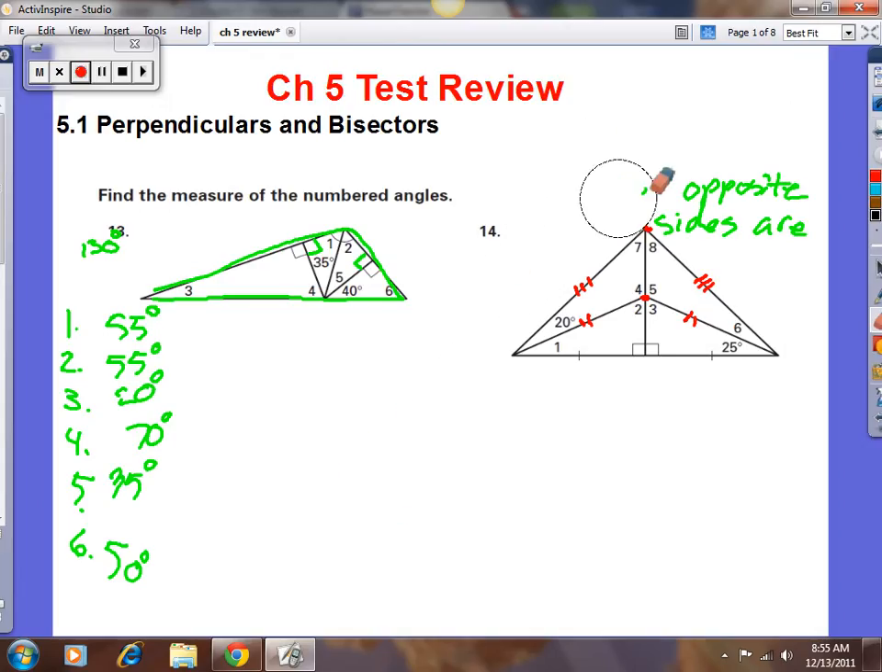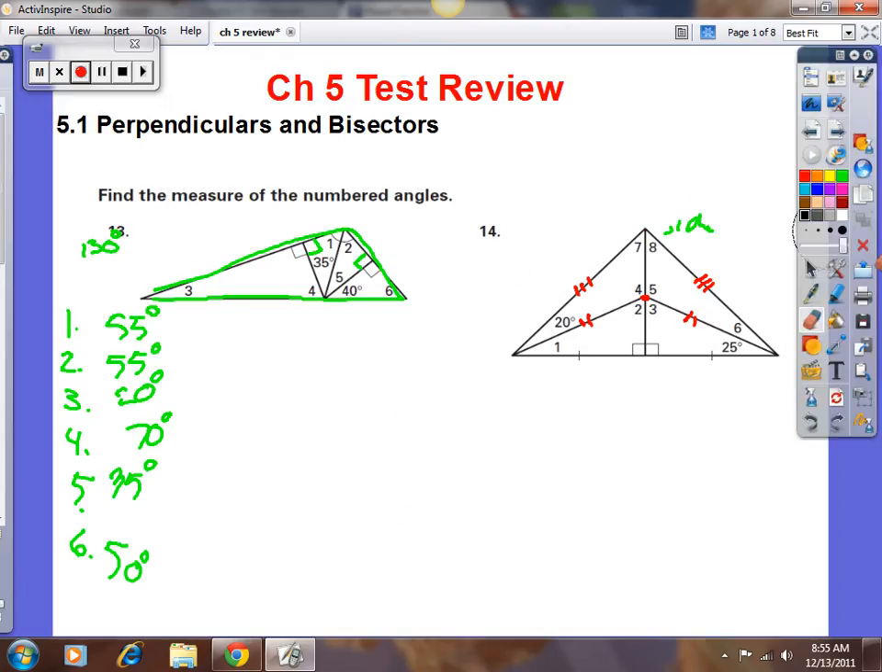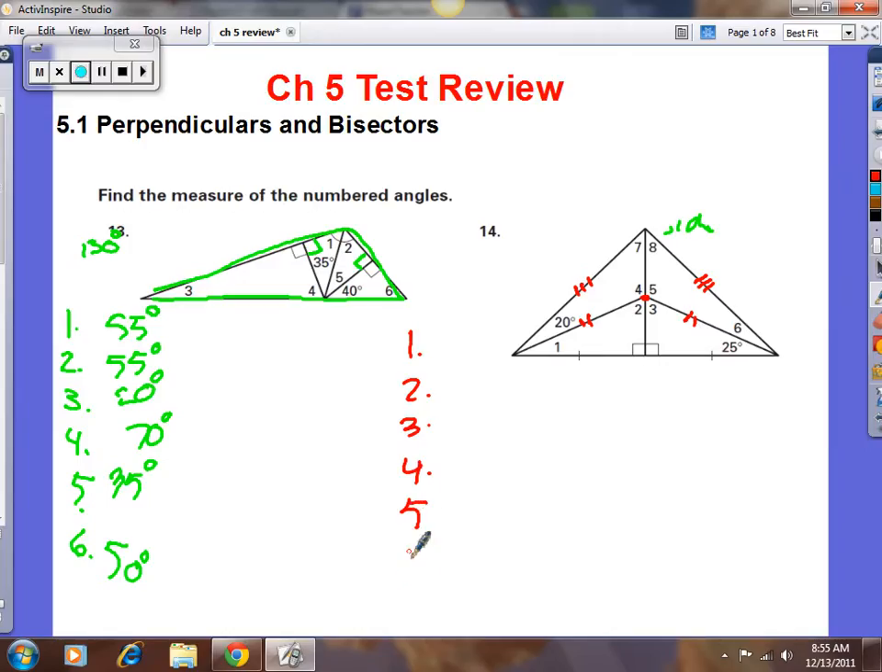Now, here's what's helpful about an isosceles triangle. Let's go 1, 2, 3, 4, 5, 6, 7, 8. Do you see angle 25 right here? What is going to be congruent to angle 25? Angle 1. So we just got 1 for free. Angle 1 is 25 degrees.